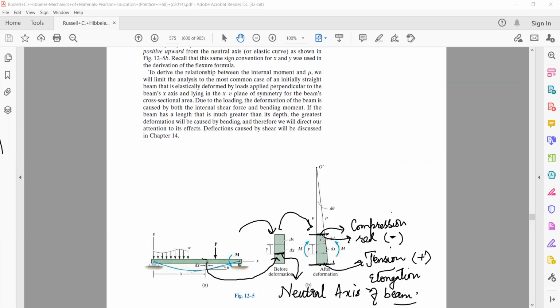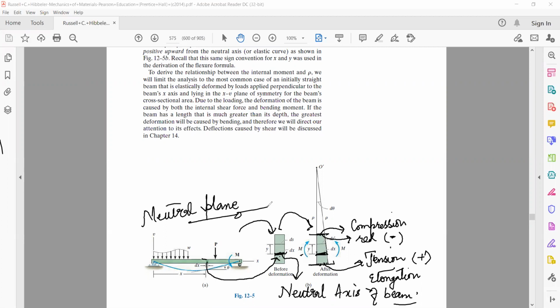So it means there will be a particular length which will not change at all. That is, before deformation that was dx, after deformation that was dx. And that axis, or that length which does not deform, whose length does not change after the application of the deformation, is known as the neutral plane. So that's called the neutral plane.